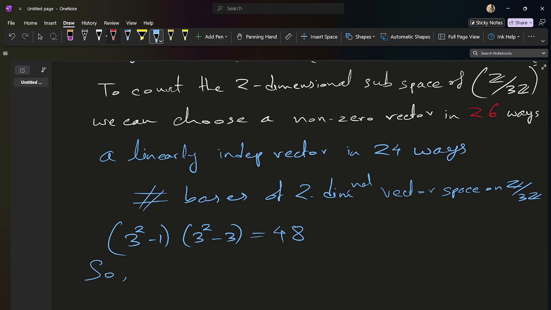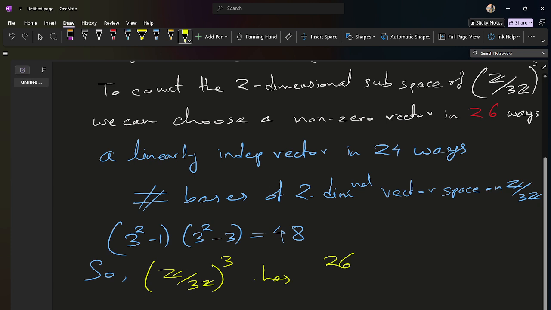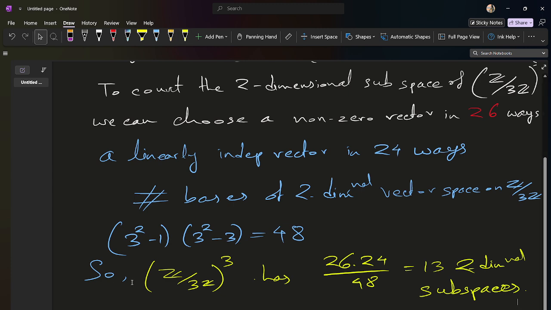So this has 26 into 24 by 48. That means 13 two-dimensional subspaces.